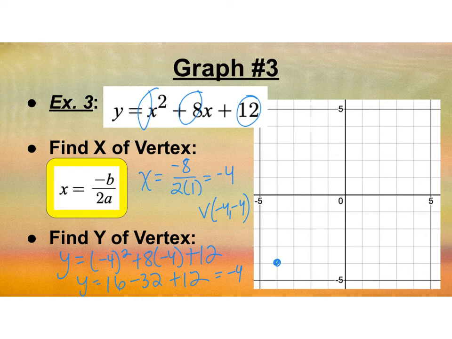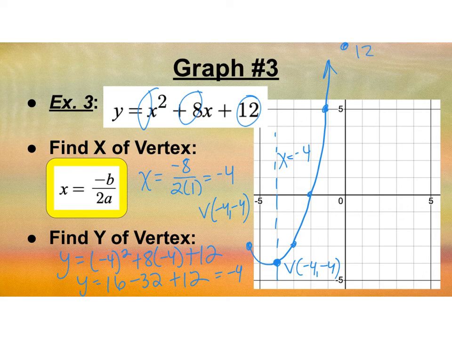My a is 1, so my step pattern is 1, 3, 5. Again, I didn't give myself a great graph. My axis of symmetry is x equals negative 4. My vertex, we said, was (-4, -4). My y-intercept makes sense. It's going to be way up there somewhere at 12. My x-intercept is negative 2, and my other one's going to be negative 6.